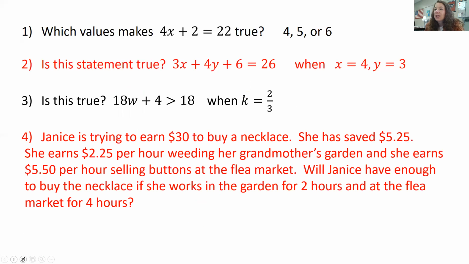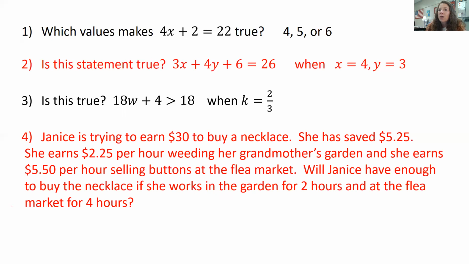Next. So Janice is trying to earn $30 to buy a necklace. She has saved $5.25. She earns $2.25 per hour weeding her grandmother's garden, and she earns $5.50 per hour selling buttons at the flea market. Will Janice have enough to buy the necklace if she works in the garden for 2 hours and at the flea market for 4 hours?